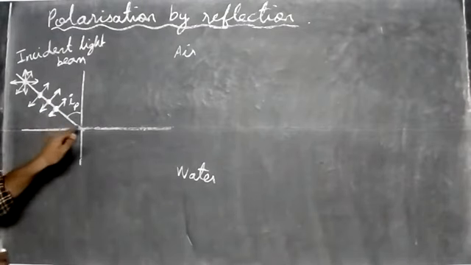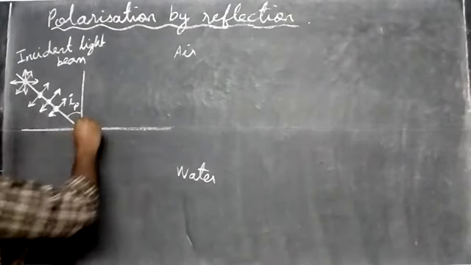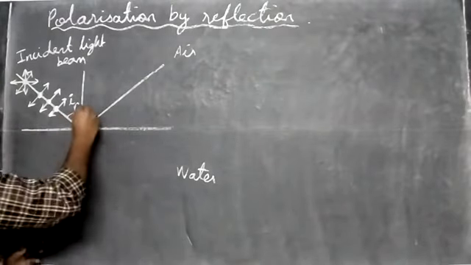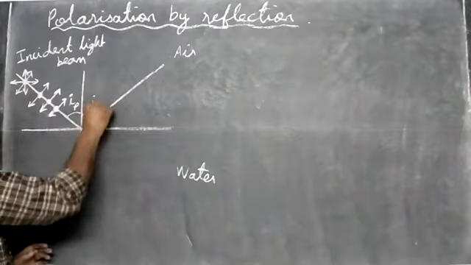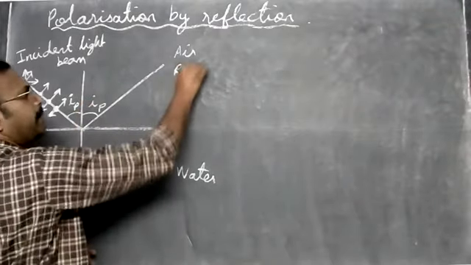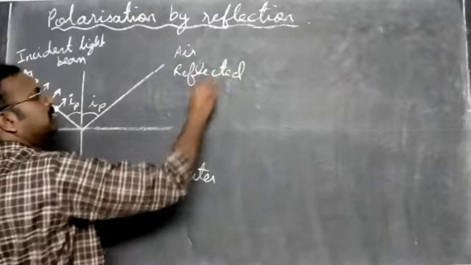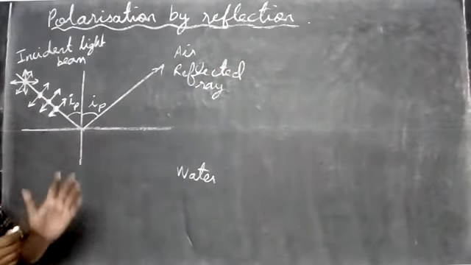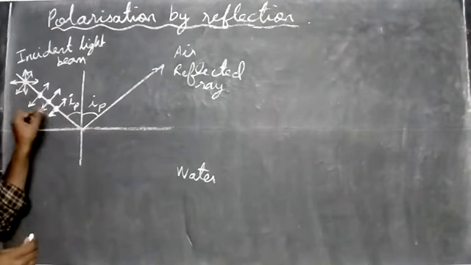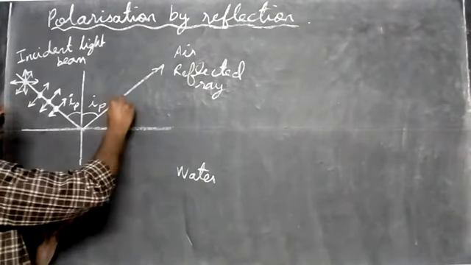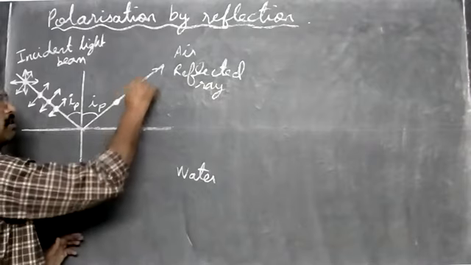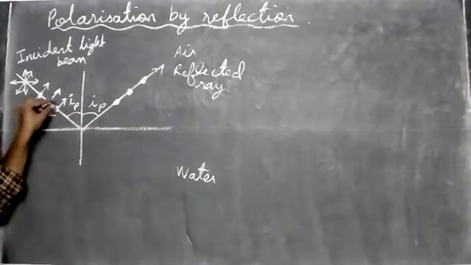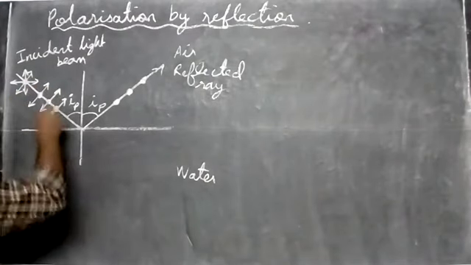Now at this point a reflection is happening, so the light ray will get reflected. We know the angle of incidence is equal to the angle of reflection, so this angle also will be IP. This is the reflected ray. Now in the reflected ray, the dots we saw, meaning the light vibrating out of the board, will be here. Then let's see what happens to the component which vibrates in the plane.